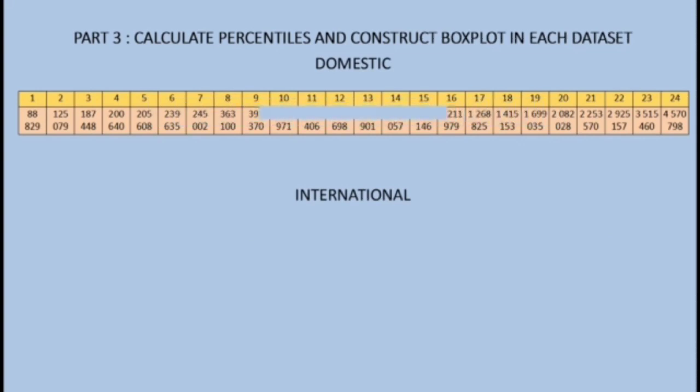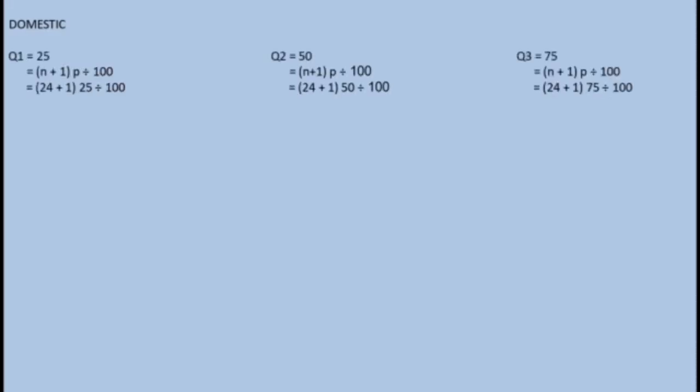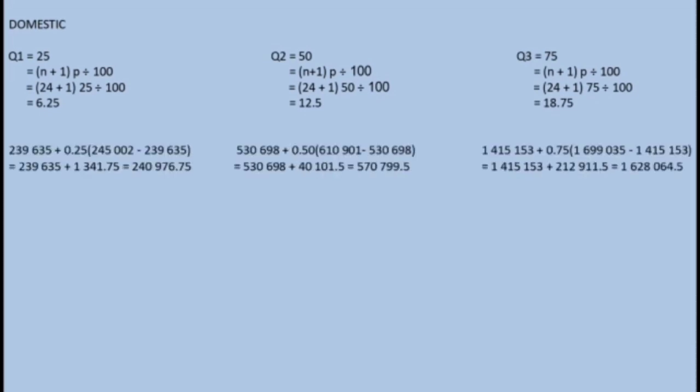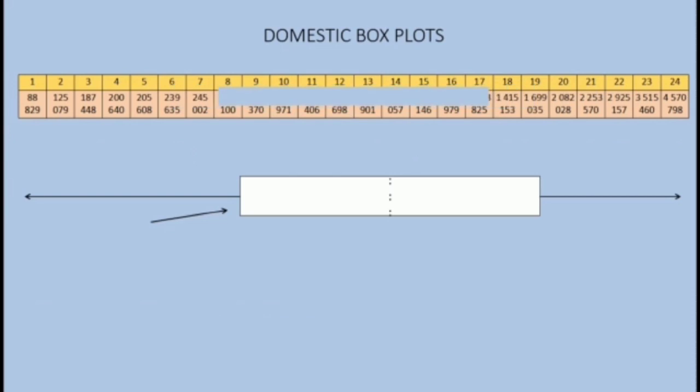I'm going to explain part 3, which is to calculate percentiles and construct a box plot for each data set. First, you must sort the data in ascending order. Next, after the data is organized, we can start the step to calculate the percentile of each quartile as shown in this slide. After getting all the percentile data, we can start calculating the interquartile range. After getting all the data for the domestic, we can build a box plot for the following data.